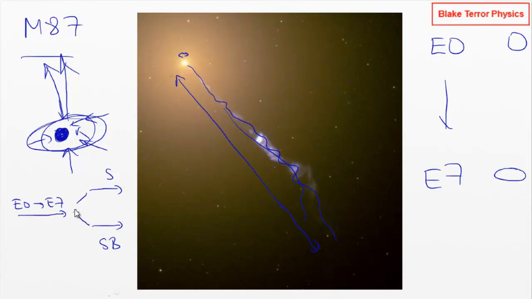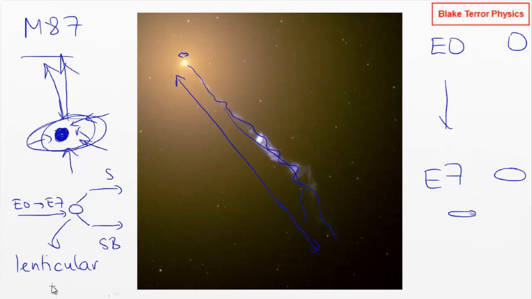And then at the meeting point of all of this, you get these things that are called lenticular galaxies, which are a bit in betweeny. They're a bit between an elliptical and a spiral. So if you've got an elliptical galaxy which is flattened out enough, it can start looking a bit like a disk.